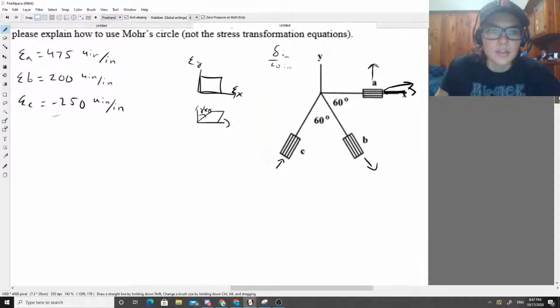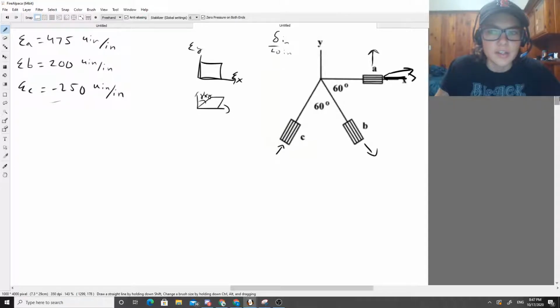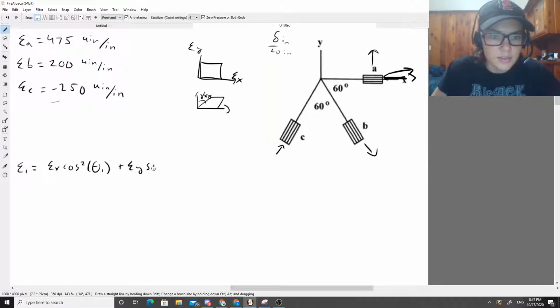So how do we do that? How do we get these strain gauges in terms of strain X, strain Y, and gamma XY? Well, we have a strain rosette equation that is going to be helpful here, where the strain at some point is equal to the strain at X cosine squared theta, plus strain at Y sine squared theta, plus gamma XY, and that's going to be sine theta cosine theta.